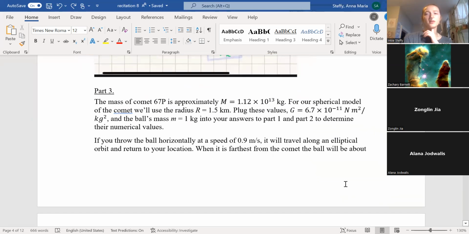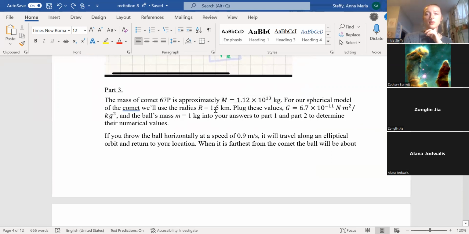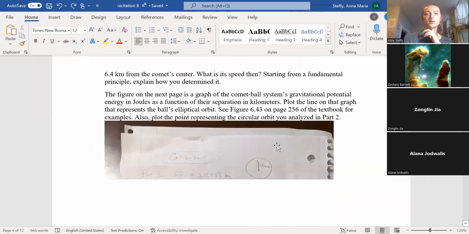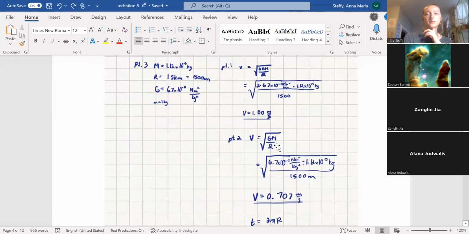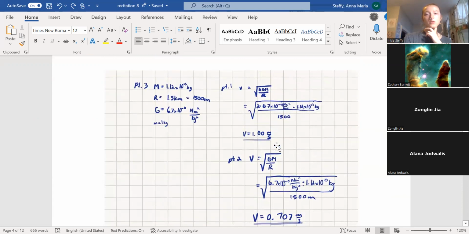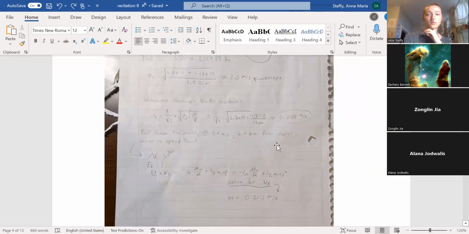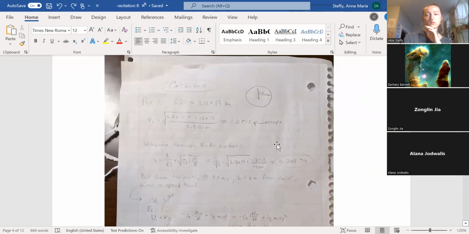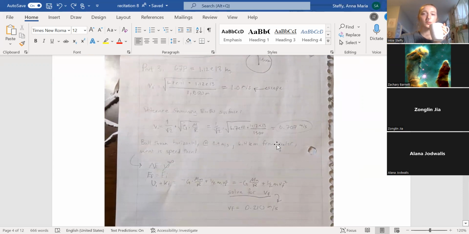Okay, part 3, the mass of the comet. Then we have the radius and horizontal speed. Did anyone have any problems with this one? I got the same speed, about 1 meter per second, but the time is a little bit different. I didn't put the images here, but probably I made some errors during my calculation.